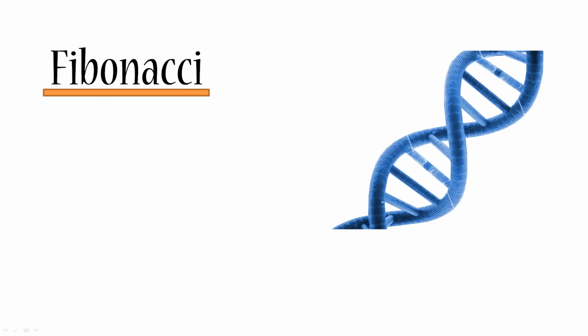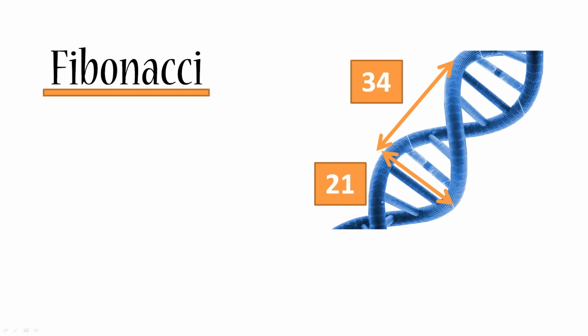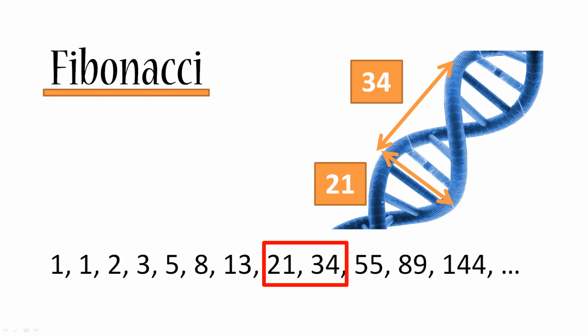Let's take one more example. Let's take the human DNA. If we measure its width and its length, then they will be exactly 21 angstrom and 34 angstrom, where angstrom is a unit of measurement for various little things. And if you recall, 21 and 34 are actually in our Fibonacci sequence. A coincidence? Maybe. But that's quite a lot of coincidences.